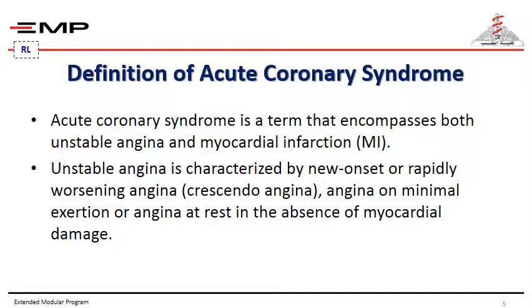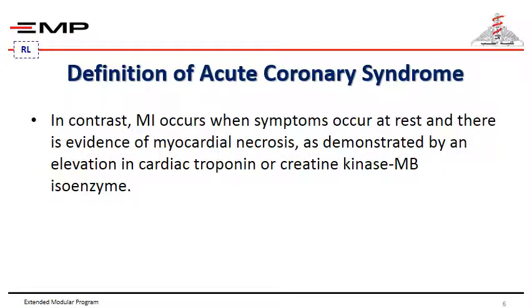Unstable angina is characterized by new onset or rapidly worsening angina, what is called crescendo angina, angina on minimal exertion, or angina at rest in the absence of myocardial damage. In contrast, myocardial infarction occurs when symptoms occur at rest and there is evidence of myocardial necrosis as demonstrated by an elevation in cardiac enzymes, namely the cardiac troponin or the creatine kinase MB isoenzyme.